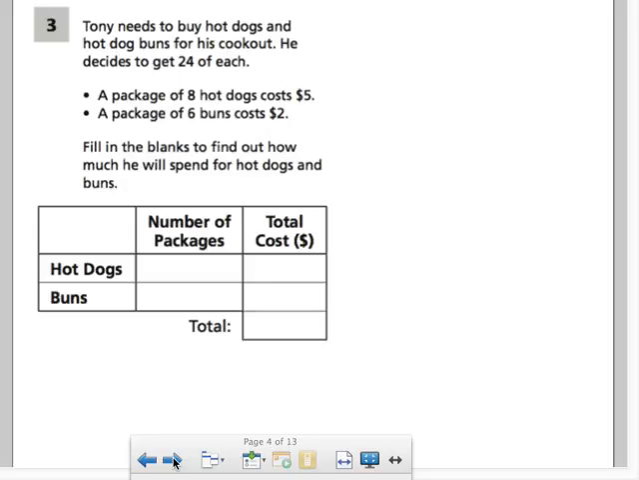All right. Anyway, Tony needs to buy hot dogs and hot dog buns for his cookout. He decides to get 24 of each. So not 24 of what? Both. 24 hot dogs. So I'm just going to go ahead and put H for hot dogs. It better equal 24. And buns, that also better equal 24. That's how much I need.